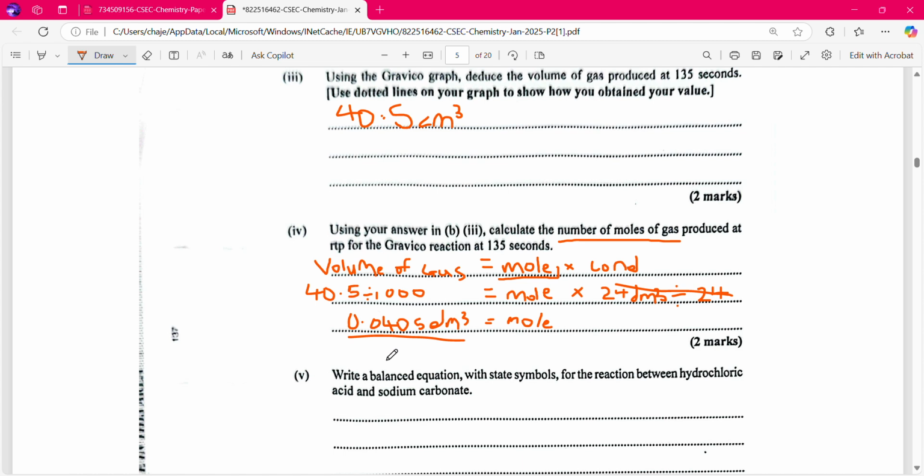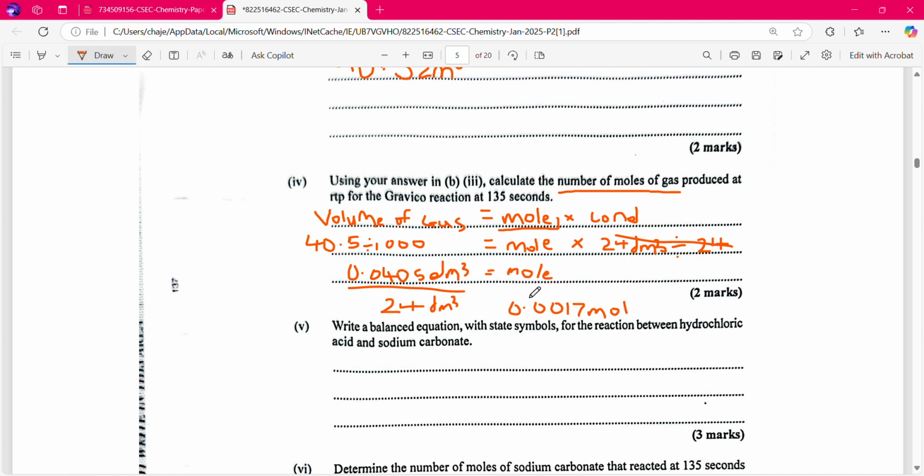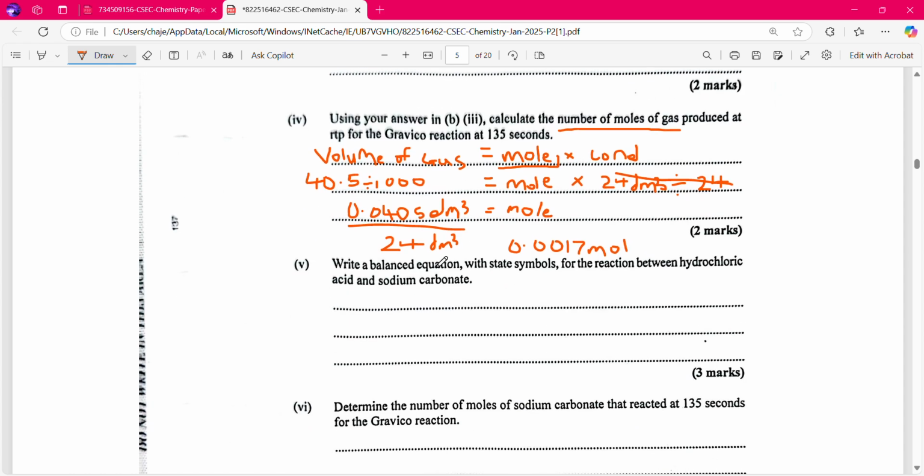Yes, what is my answer? 0.00168. That's what you said? Okay, so I'm just going to round up the mole. The unit for mole is MOL. Alright, now the next one, that's just 2 marks. Write a balanced equation with state symbols for the reaction between HCl and sodium carbonate.